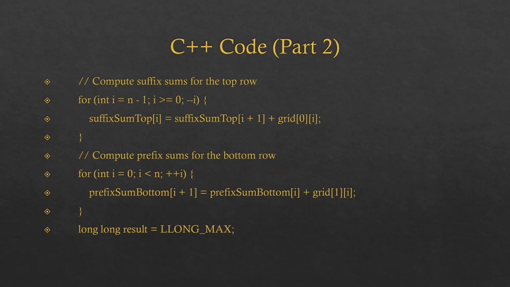In this part of the code, we compute the suffix sums for the top row starting from the last column. Similarly, we compute the prefix sums for the bottom row starting from the first column. These sums will be used later to compute robot 2's score.